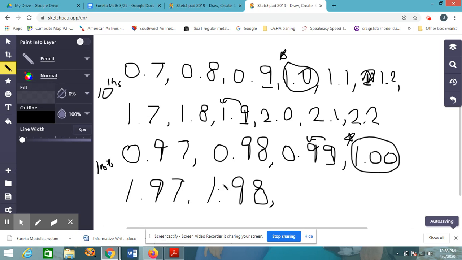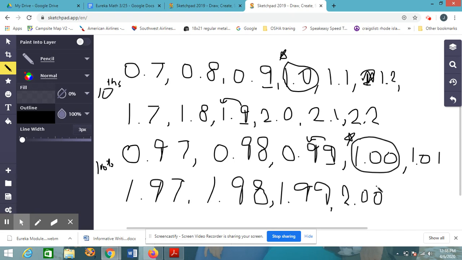And then what happens if we kept going? If we kept counting up by hundredths, we'd have 1 and 1 hundredth, and eventually we get to 1 and 97 hundredths, 1 and 98 hundredths, 1 and 99 hundredths, and then 200 hundredths, or 2 wholes. I hope this looks like a lot up here, but it's just simple counting.